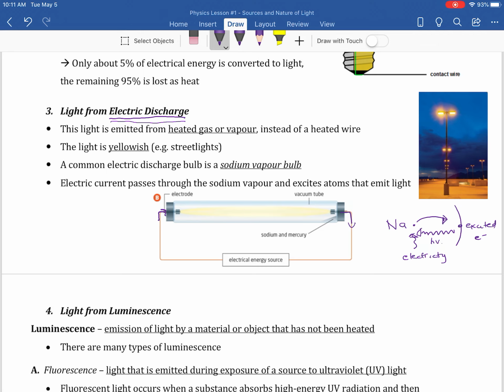Every element has its own color it gives off. So, sodium is a yellow. Copper is a really cool color. It's like a turquoise. It's my favorite.